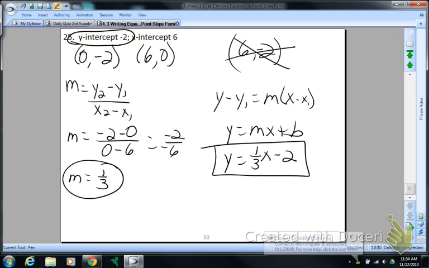So even though the direction says use the point slope formula, there are some problems where you don't have to. Do y'all understand that?